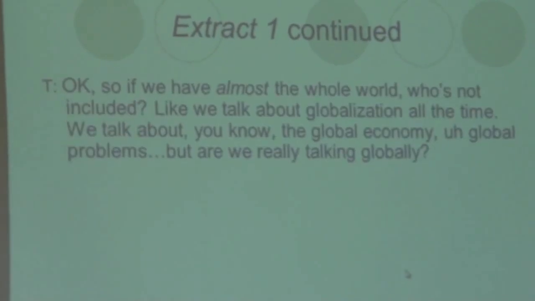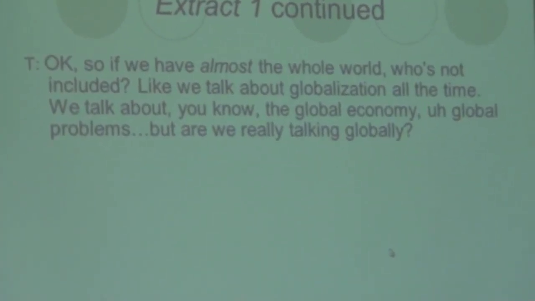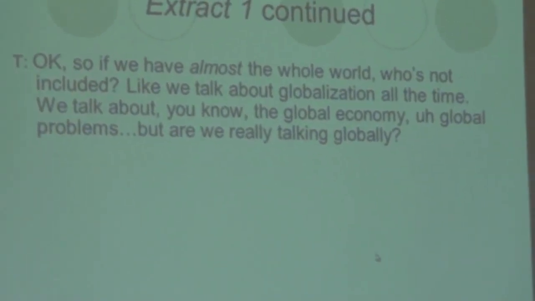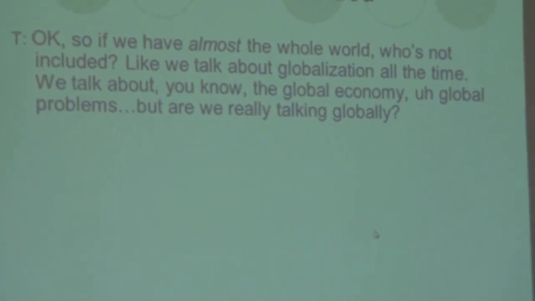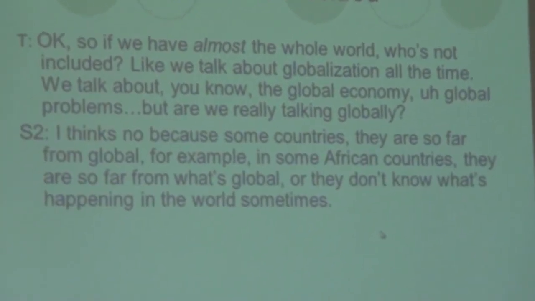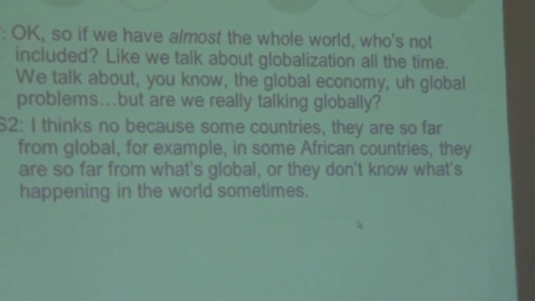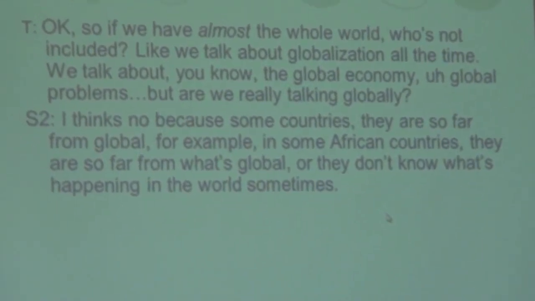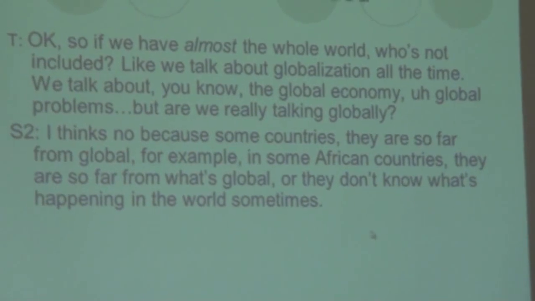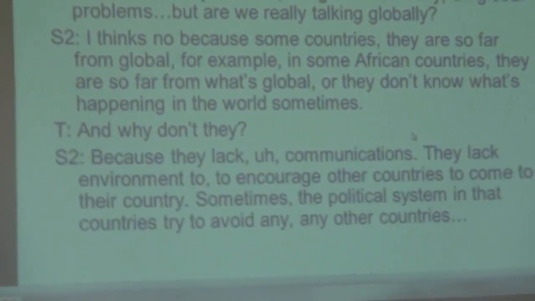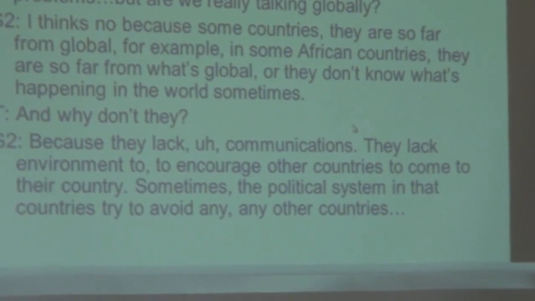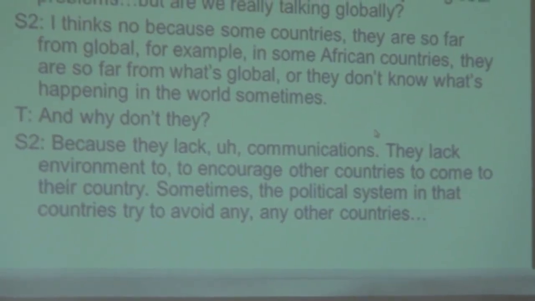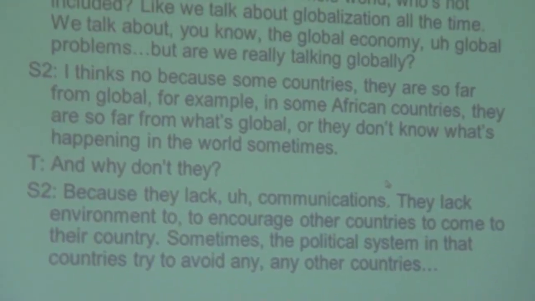And the teacher says, okay, so we have almost the whole world, and who's not included? Like, we talk about globalization all the time. We talk about the global economy, global problems, but are we really talking globally? And the student says, I think no, because some countries are so far from global. For example, some African countries are so far from what's global, or they don't know what's happening in the world sometimes. Why don't they? Because they lack communications, they lack an environment to encourage other countries to come to their country. Sometimes the political system in that country is trying to avoid any other countries.